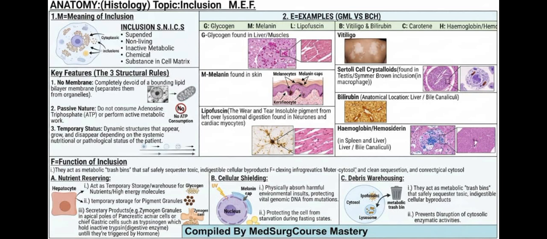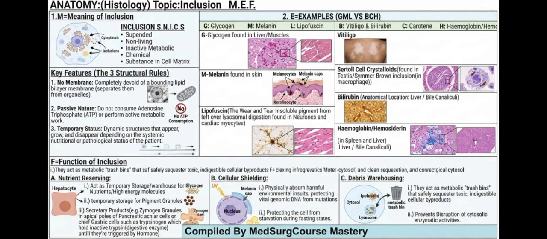Now we look at the meaning of each of those acronyms. For the functions of inclusion, what is the meaning of NDC? N is nutrient reservation. Good. How about D? D is for debris warehousing. How about C? Cellular shielding. It shields, it protects. That's another way: when you try to explain it, it saves you from cramming. Are you seeing it now?